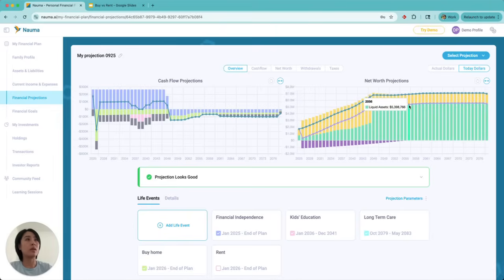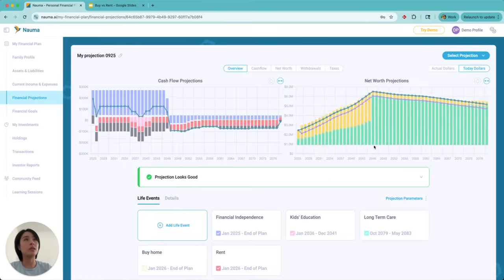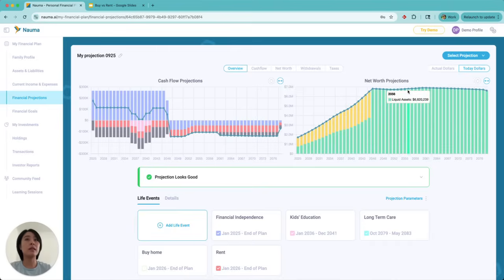That's 5.3 million. And in total, we end up with $6.9 million in 2056. Comparing with rental, which is 6.8, I believe. So that's slightly better than renting.